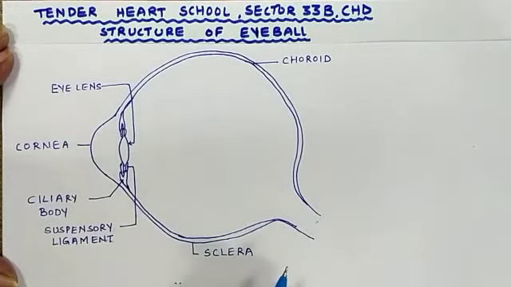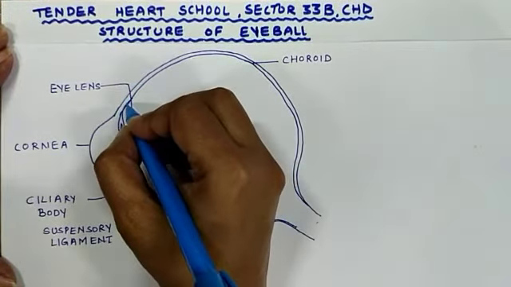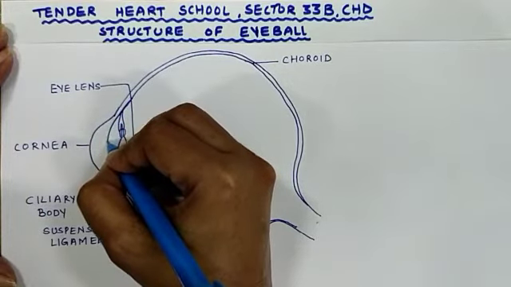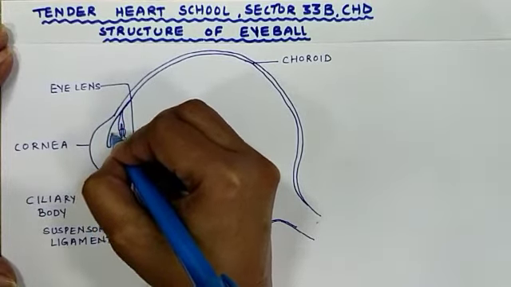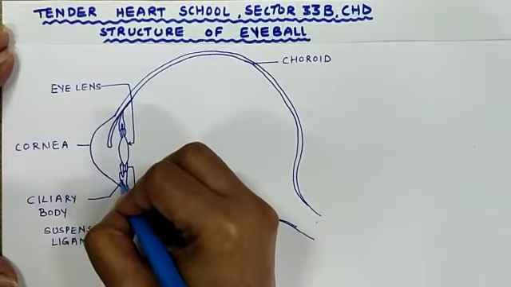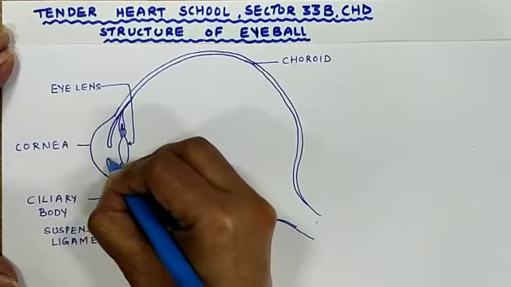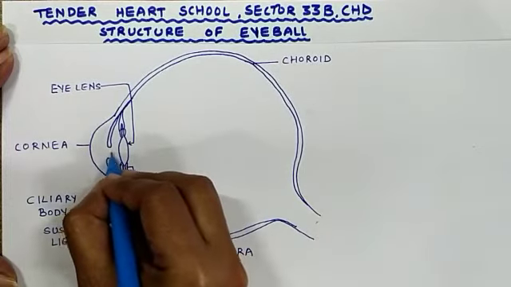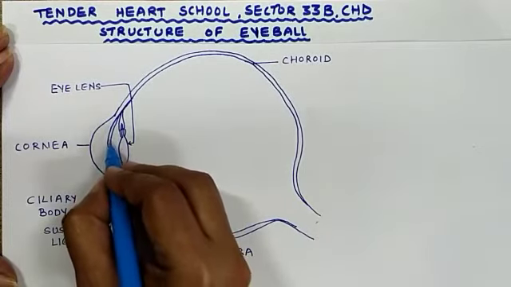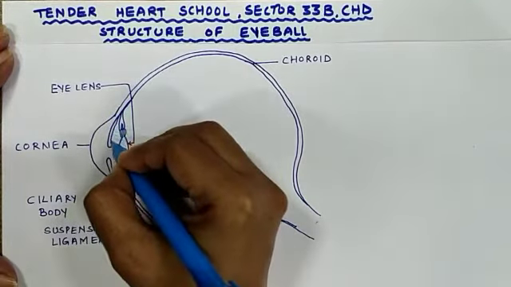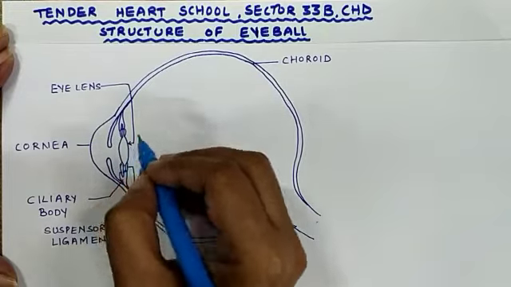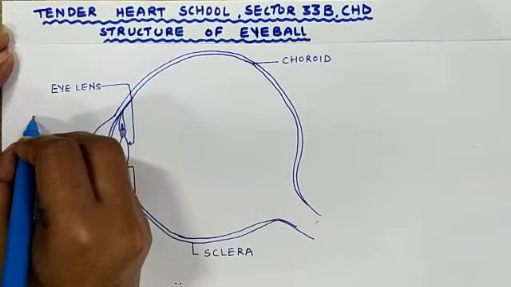Okay, now further, this choroid layer is again coming in front of the eye lens and covering part of the eye lens. From both sides it comes in front, leaving a very small opening in the center. This part of the choroid layer which is covering part of the eye lens is called the iris.